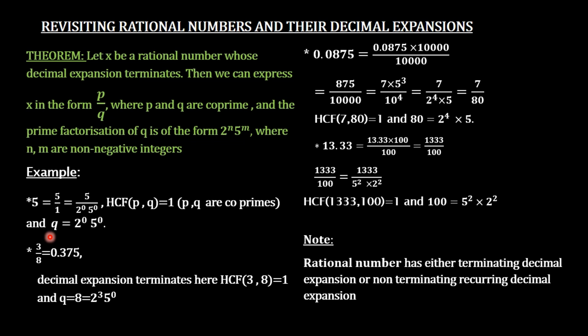Repeating means, for example, 0.333, 0.272727, 0.565656. That is non-terminating, recurring, that is repeating decimal expansion, and such numbers come into the category of rational numbers. So to check if it is a rational number or not, there are two ways: either it has a terminating decimal expansion, or it has a non-terminating but recurring decimal expansion. You have to keep this in mind. Let us move on to our next theorem.